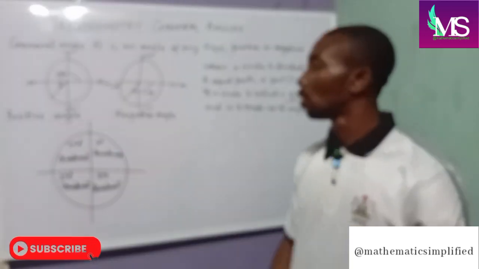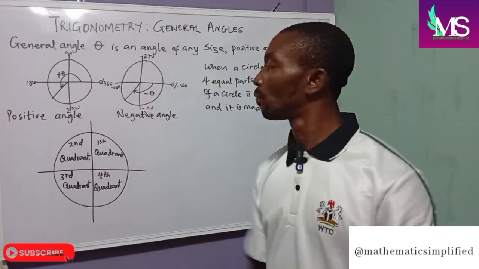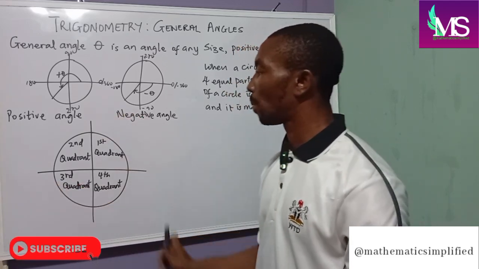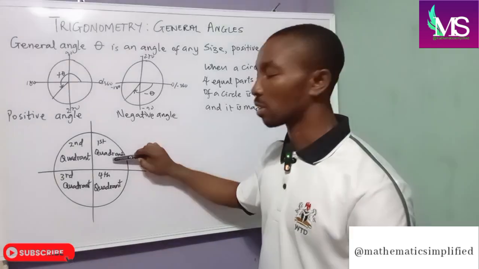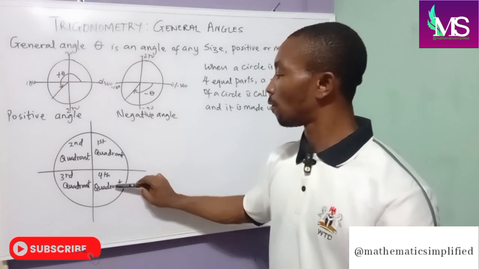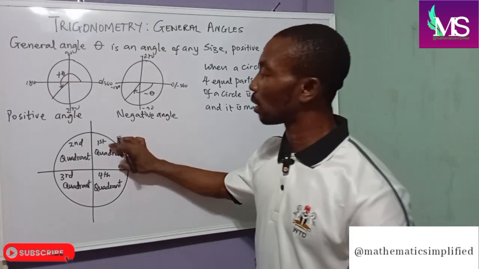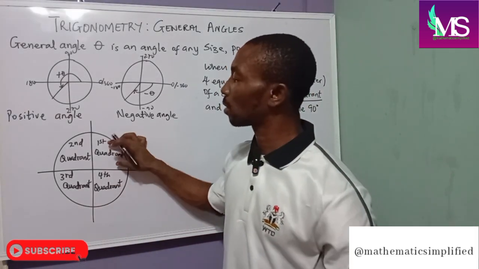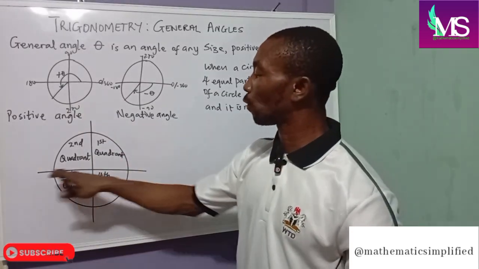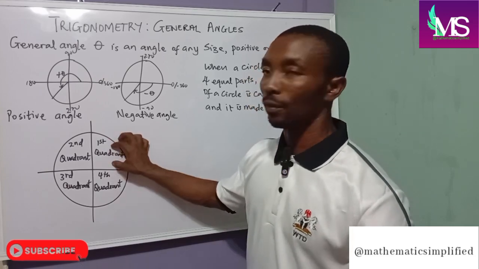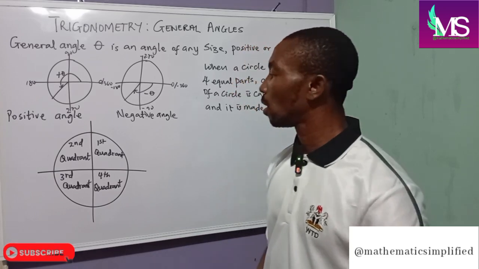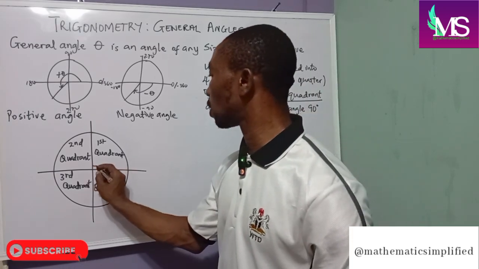Alright, moving on. Now, when we have a circle divided into 4 equal parts, we refer to these as our first quadrant, second quadrant, third quadrant, and fourth quadrant. Now, a quadrant, as you can see, is a quarter of a circle. When a circle is divided into 4 equal parts, one part, or a quarter of a circle, is referred to as a quadrant, and it is made up of 90 degrees.